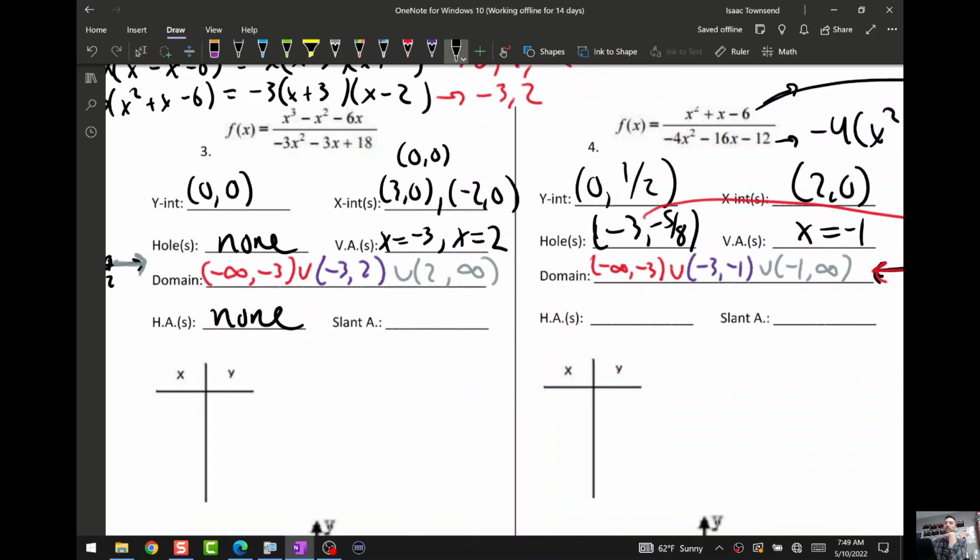Question 4, the degree of the numerator is 2, degree of the denominator is 2, so we're going to get it from the leading coefficients. Y equals 1 over negative 4, or negative 1/4.